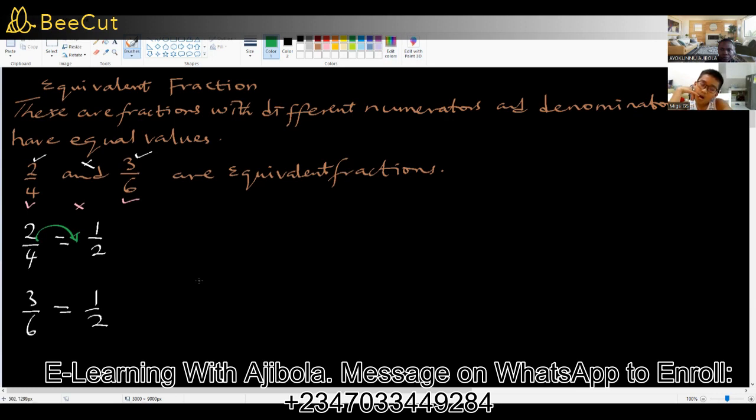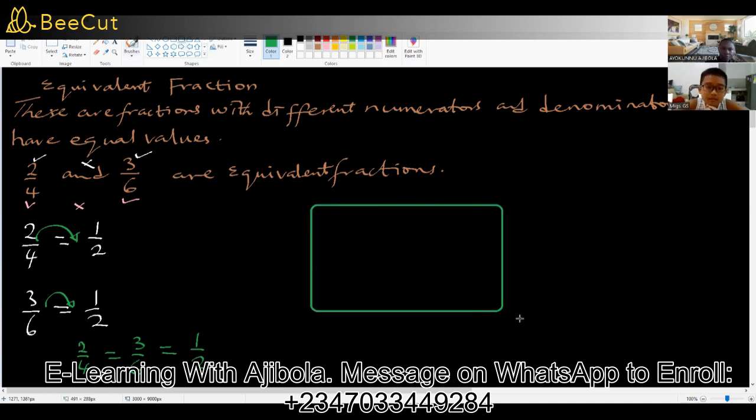Two over 4 equal to what? 1 over 2. And 3 over 6 also equal to what? 1 over 2, right? So that makes 2 over 4 can be equal to 3 over 6 and can be equal to 1 over 2. Is that clear now?